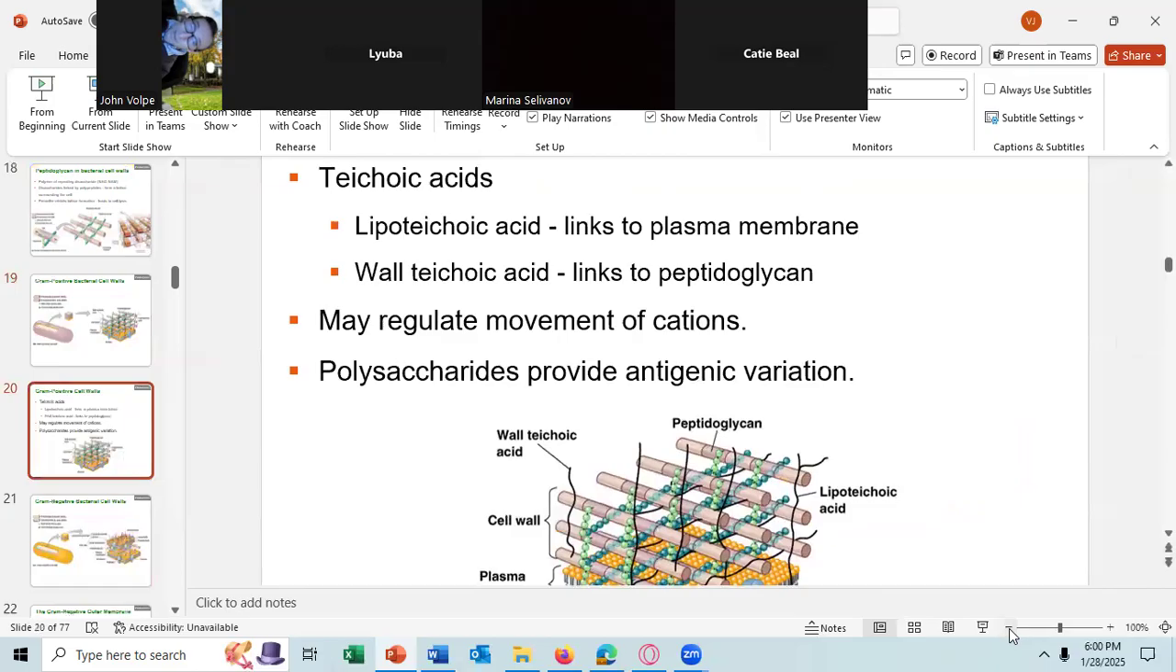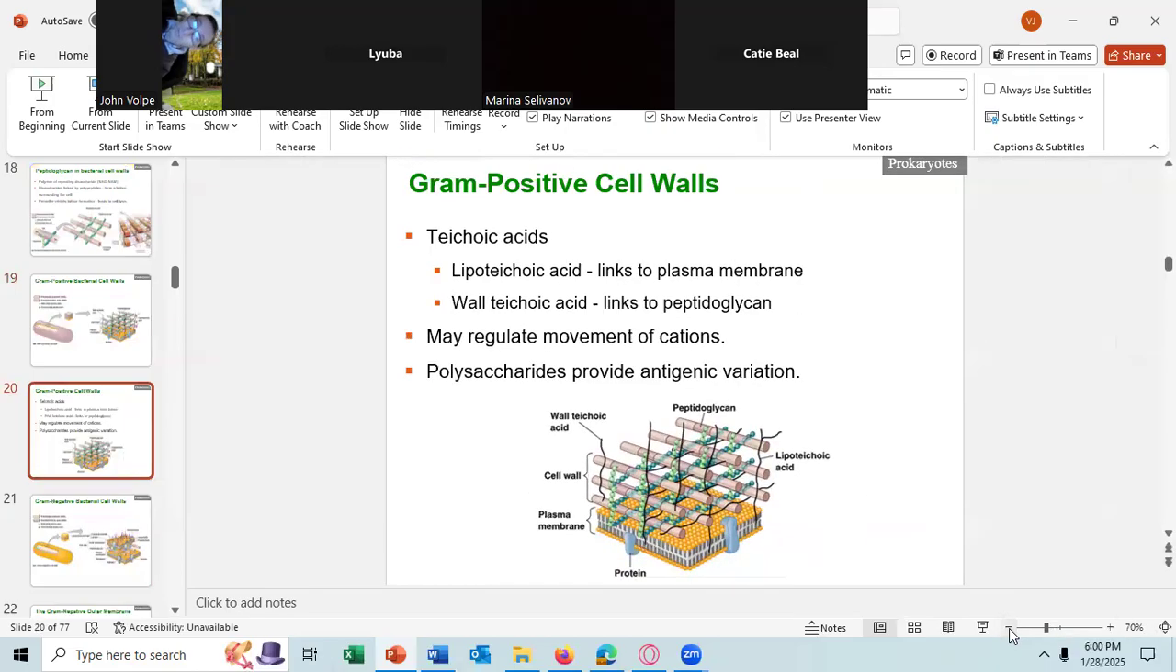Let's take a look at the gram-negative cell. Nope, gram-positive. So I'm just reiterating, we do find lipoteichoic acid and teichoic acid in the peptidoglycan. The teichoic acid may help regulate the movement of cations through the cell wall. It's not required because a cation is dissolvable in water, and anything that is dissolvable in water will come right through the peptidoglycan of a gram-positive cell.